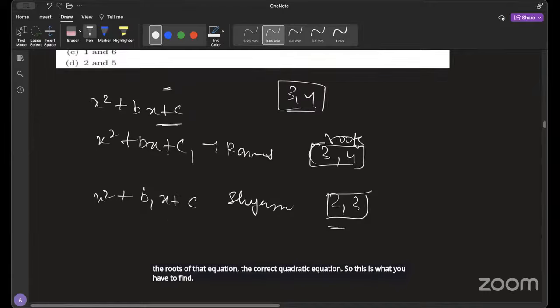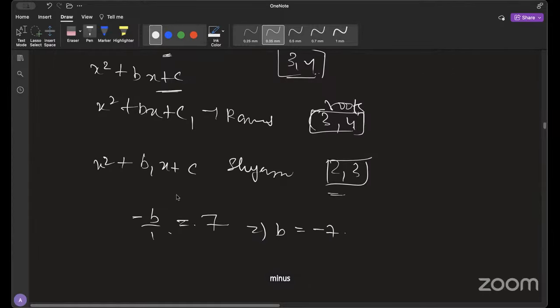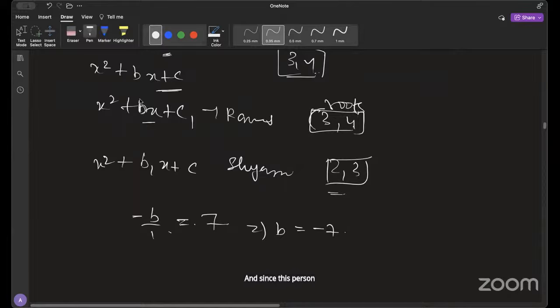So for the incorrect one, we know that minus b by a is the sum of roots, right? So it's 3 and 4, so it should be 7. And a is given to be 1, so your minus b should be 7, or you can say your b should be minus 7. And since this person hasn't made a mistake in writing down b, b is correct here. This is the required b.